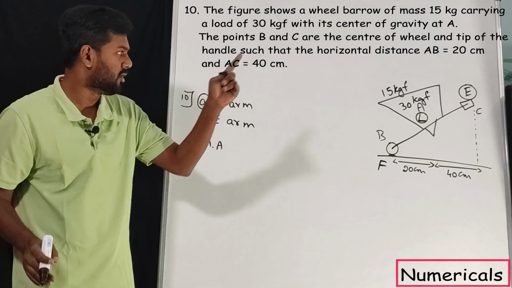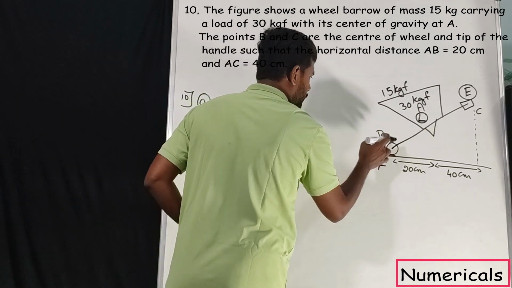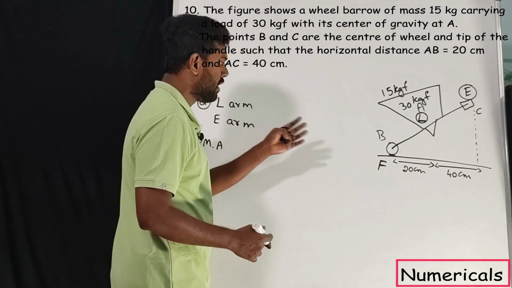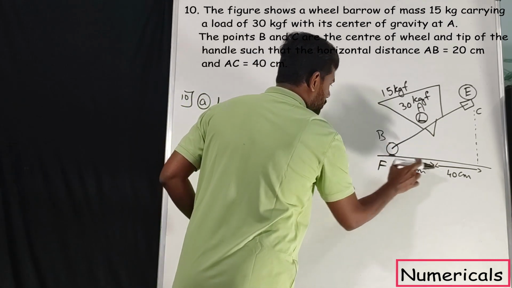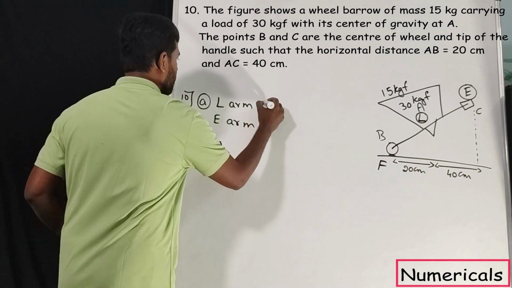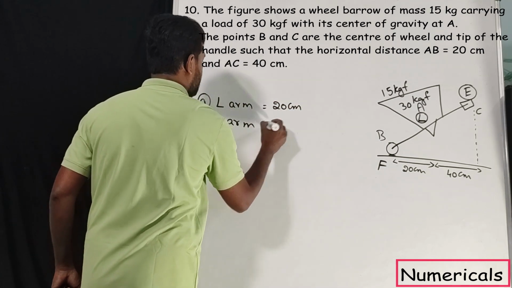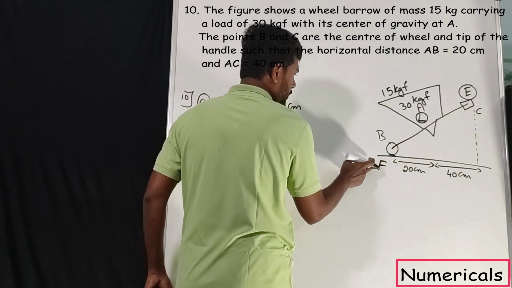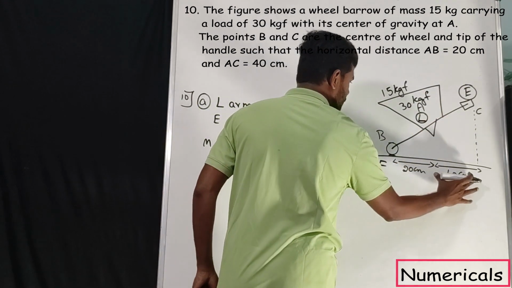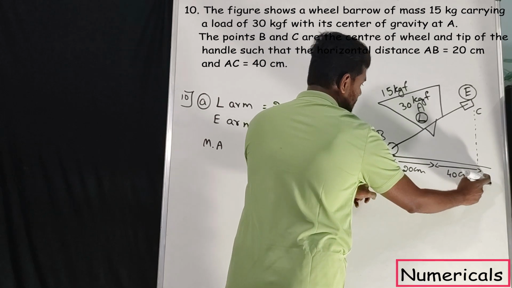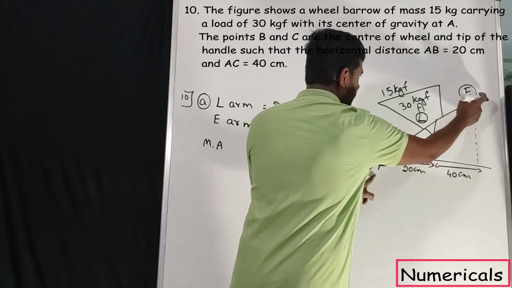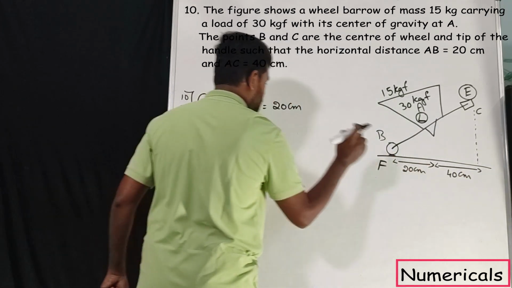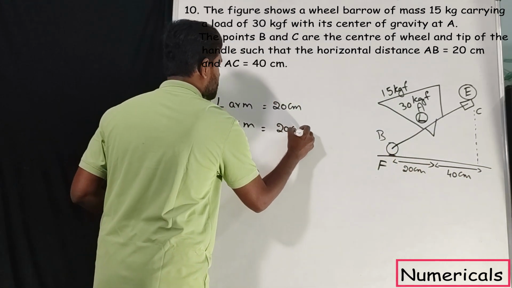The distance from the load to fulcrum, that is given in the diagram, or else it is mentioned in the question. Okay, now from load to fulcrum it is 20 centimeter. So load arm is 20 centimeter. Effort arm is the distance from effort to fulcrum. Effort to load is 40. See, we need this complete distance, correct? The distance from effort to fulcrum is called effort arm. The complete distance is 40 plus 20, that is 60 centimeter.